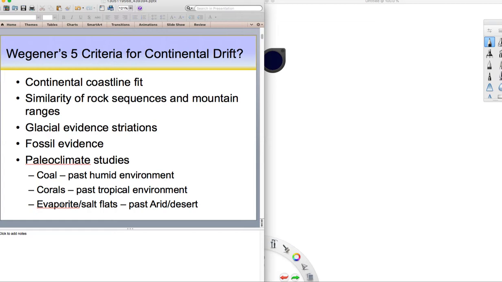Where you find evaporite deposits like salt flats, well, that indicates it must have been an arid environment in the past, even though that area may be up in high latitudes or near the equator where it's wet. It still tells us that it's been in a different position. So that's where these paleoclimate studies fit in.